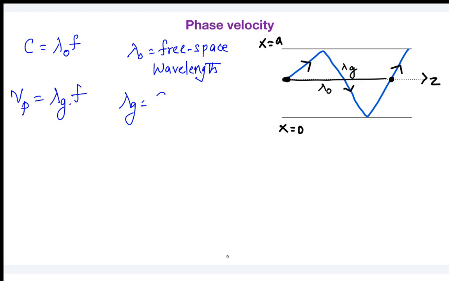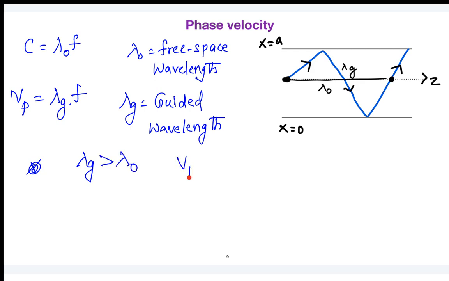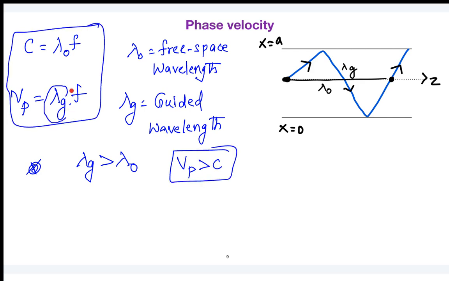By observation, the guided wavelength is higher than the free space wavelength. So what can you say? Your phase velocity is more than the velocity of light. You can see these two equations. Since your guided wavelength is much larger than the free space wavelength, you can estimate the phase velocity can be more than the velocity of light. Agree? Do you have anything to clarify?